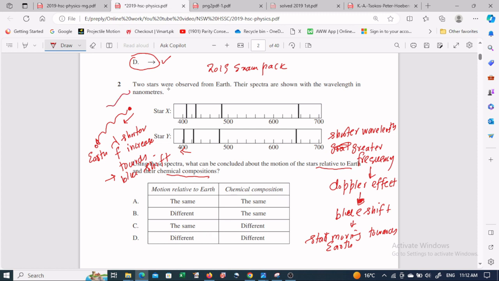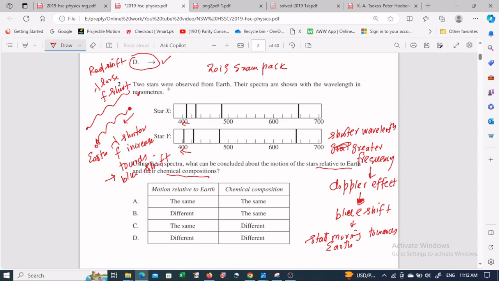Compared to that, when the star is moving away, its wavelength becomes larger and its frequency becomes lower, which means we are receiving a lesser frequency. It means it is moving away. That is the red shift. So in this case we have the blue shift because the wavelength is shorter. In Y you can see that the wavelength becomes shorter, so the frequency increases, and it means blue shift.